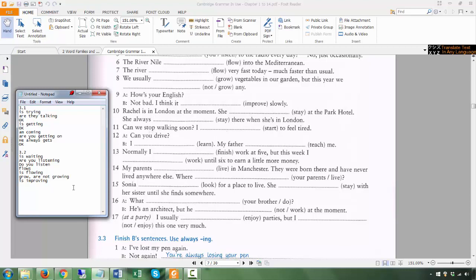Rachel is in London at the moment. She right now is staying. It's not that she always stays. And then the next part is she always stays. So the first part is she's staying. She always stays there.